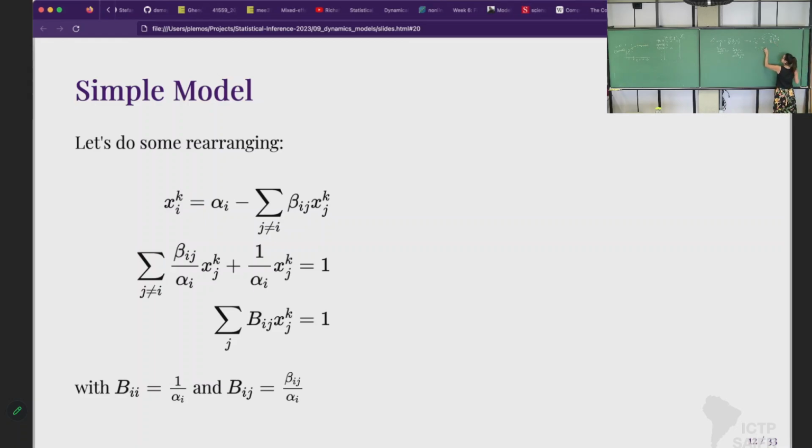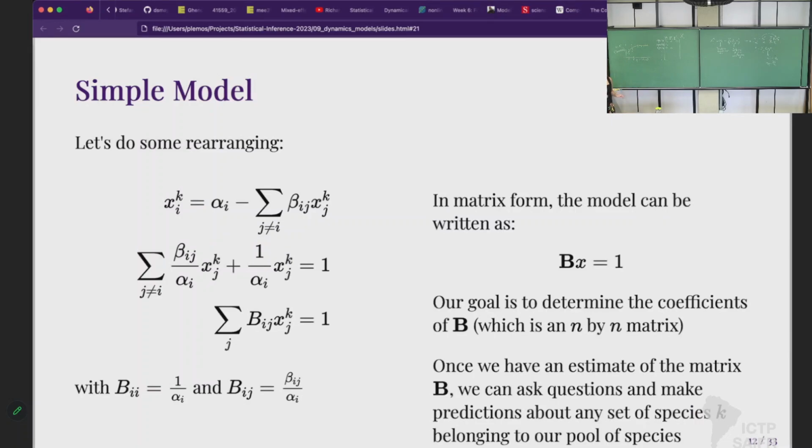And then we have a sum over j. The important thing is that when we have this bii, this is going to be 1 over alpha I. And when we have bij, this is going to be beta ij over alpha I. So we just did some rearranging of this. We can also write this in matrix form for those who are more familiar with that. When you have a sum, this is the same thing as having a matrix multiplied by a vector. So here B is an n by n matrix, and X is a vector of the densities of the species.